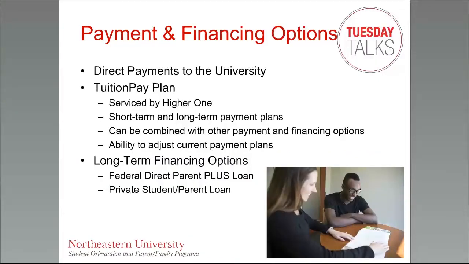So let's talk a little bit about payment and financing options. Any direct payments to the university can be mailed to us directly or to our P.O. box. You can find our address on our website. We also have the tuition payment plan. It's serviced by Hire One currently. They have short-term and long-term payment plans. So you could do a semester-only plan, or you could work with your financial aid counselor to plan for the whole year's expenses.